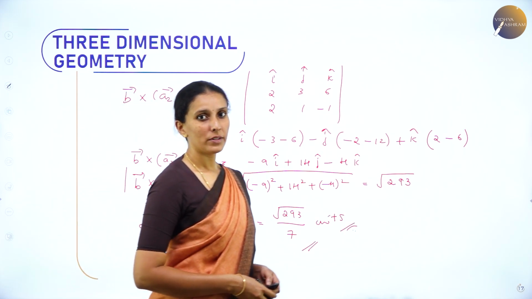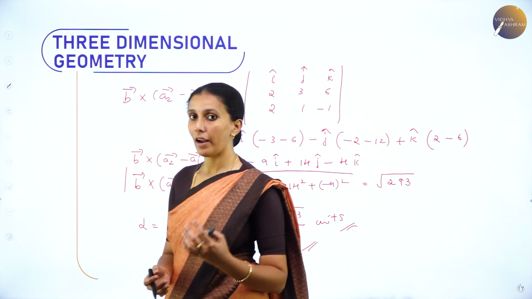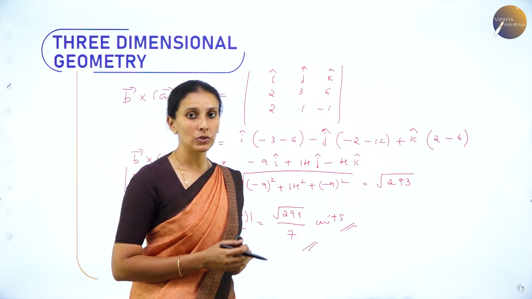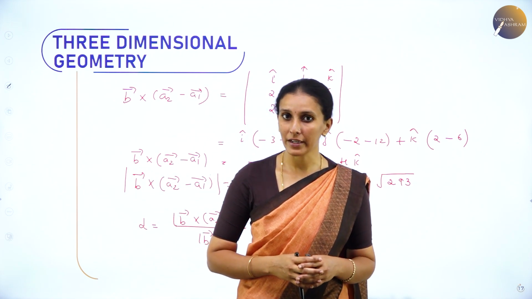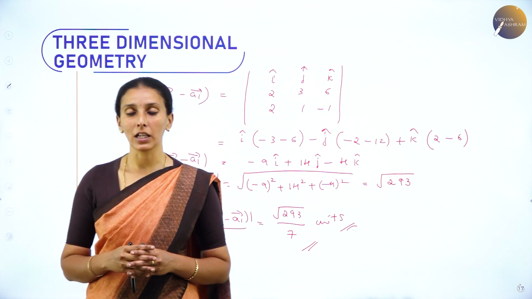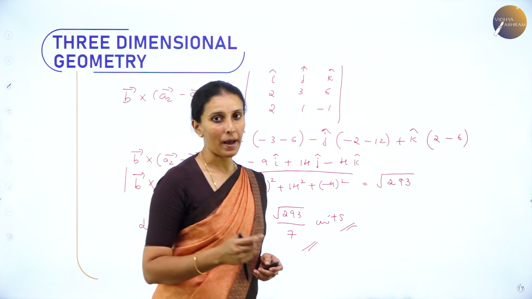So this is all about the chapter 3-dimensional geometry. Here we have very important derivations of finding the equation of a line when it is passing through the given point and parallel to some vector B. Along with that, you might have problems with angle between the lines as well as the shortest distance between the skew lines as well as parallel lines.